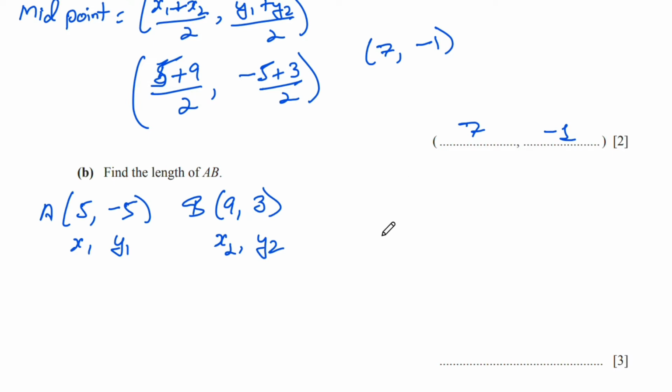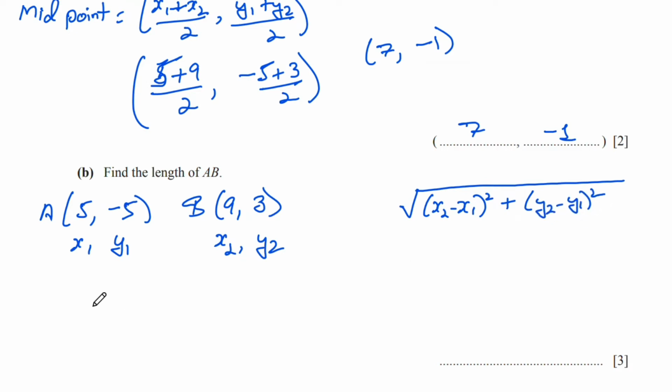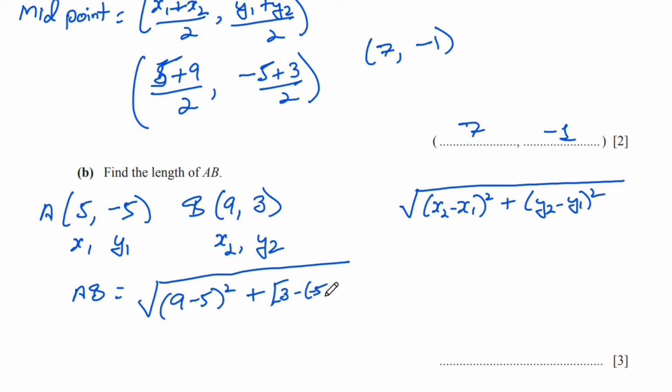Now we know that the distance formula is given as the whole under root (x2 minus x1) whole square plus (y2 minus y1) whole square. Now substituting the values, the length AB will be the whole under root. Now x2 is 9 minus x1 is 5, so (9 minus 5) whole square plus y2 is 3 minus of minus 5 whole square, since y1 is minus 5.